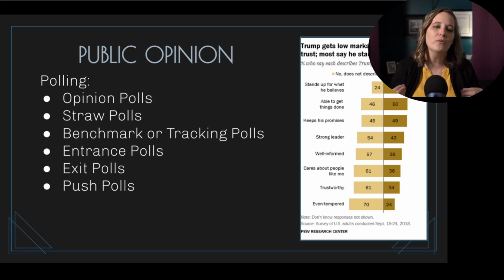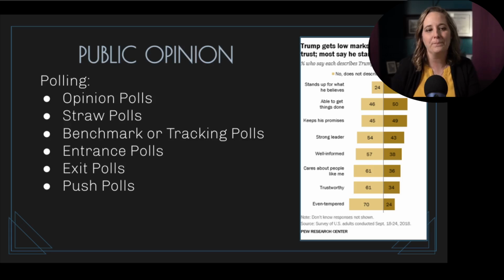Benchmark polls are generally the first poll taken in a political campaign. This is used to determine how well a candidate may or may not do in an election. These are often used alongside tracking polls. And a tracking poll is a poll that is repeated periodically with the same group of people to track and measure changes of opinion or knowledge. So typically a candidate will have a benchmark poll that they do at the beginning of their campaign, and then they continue to follow that same group of people that they surveyed to see how they are actually doing within their campaign.